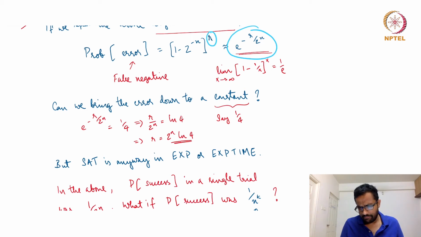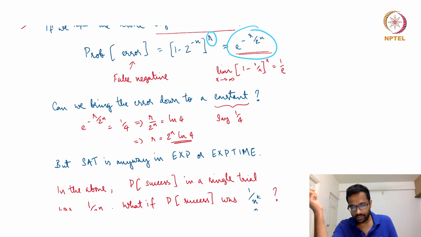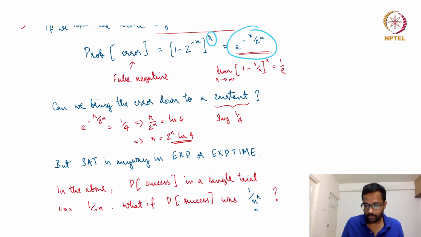So what is this number? This is a reasonably huge quantity, right? When we want to bring down the error to 1/4, we have to repeat it 2 power n times log 4. But anyway, what we could have done instead is to just try out the 2 power n assignments one by one. That would be just 2 power n times repeating, right? We do not need to do this randomness stuff. So this is not really much of a big deal.